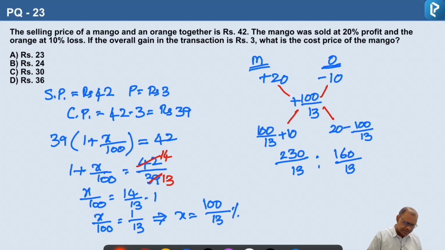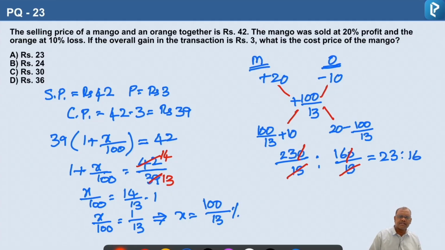So if you simplify, 13 gets cancelled by multiplying both sides by 13. So when you divide with 10, 0 gets cancelled. What is the remaining ratio? 23 is to 16. So this is the ratio of cost prices.